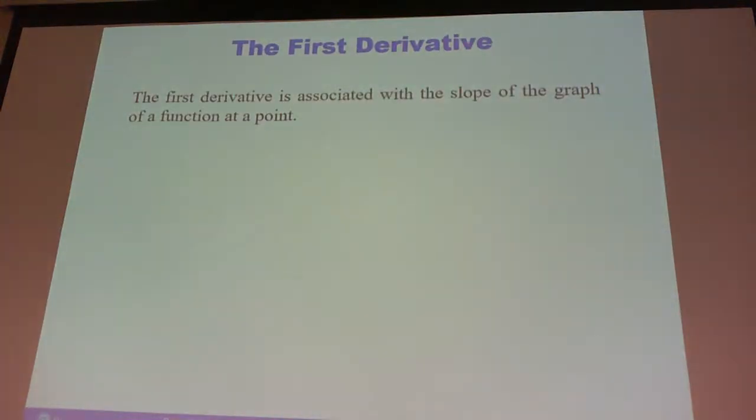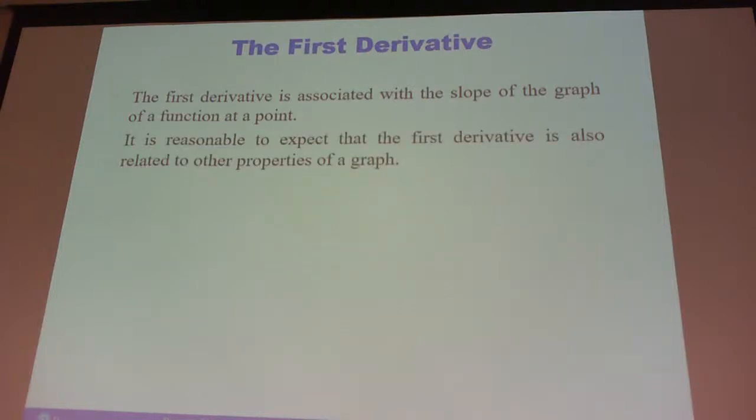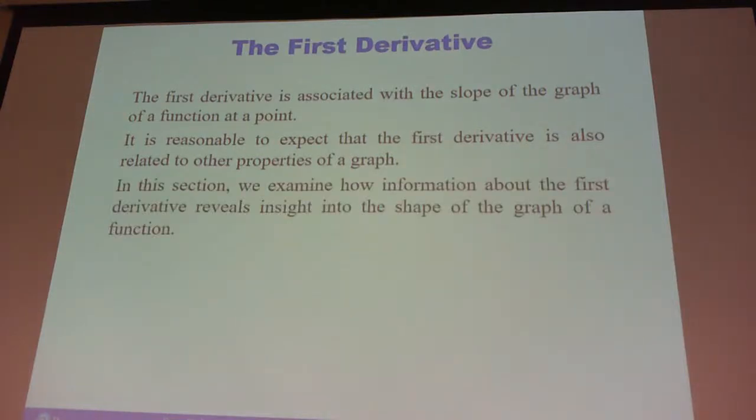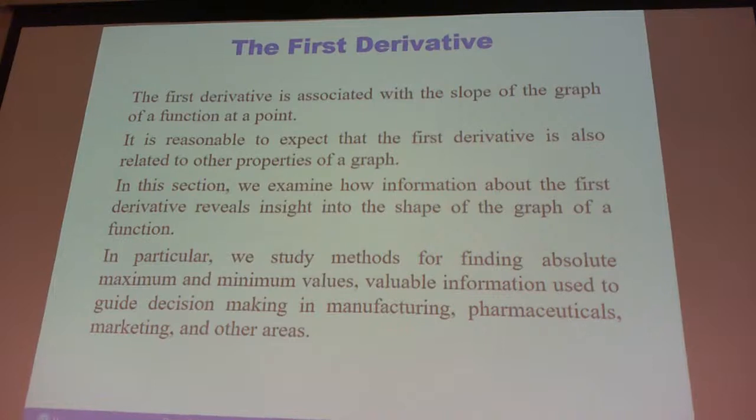So the first derivative is associated with the slope of the graph of a function at a certain point. It is reasonable to expect that the first derivative is also related to other properties of the graph. In this section, we examine how information about the first derivative reveals insights into the shape of the graph of the function. In particular, we study methods for finding absolute maximums and minimums, valuable information used to guide decisions in manufacturing, pharmaceuticals, marketing, and other areas.